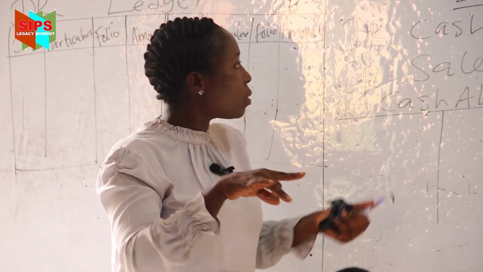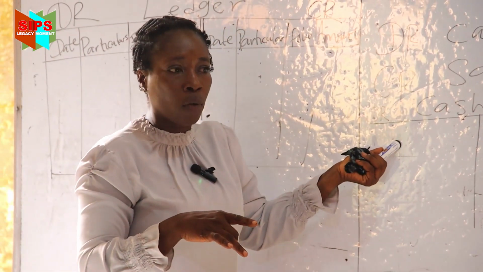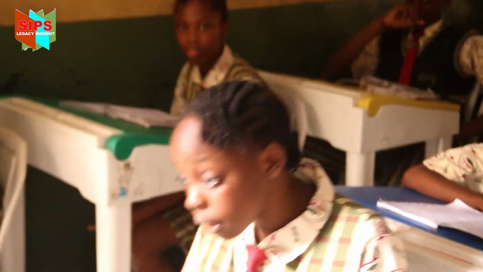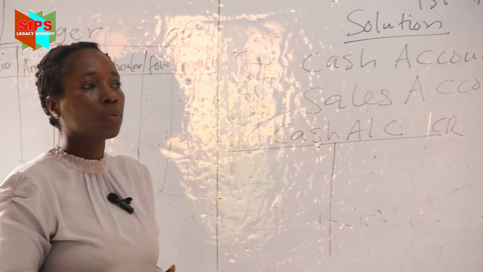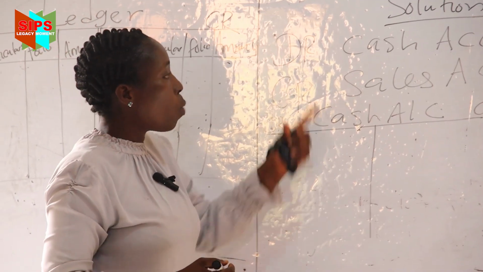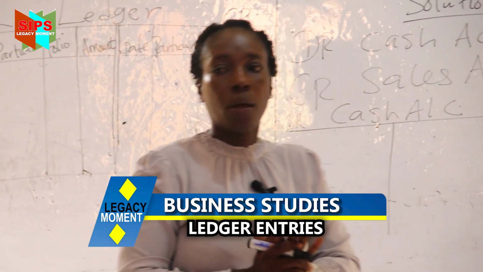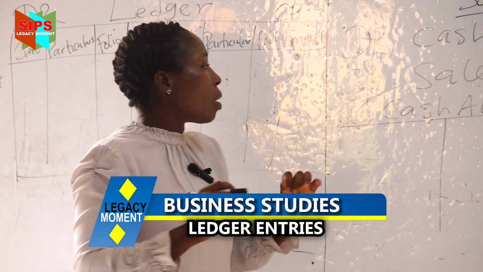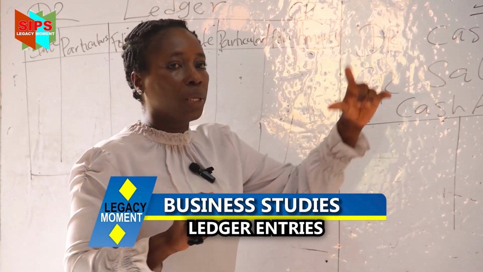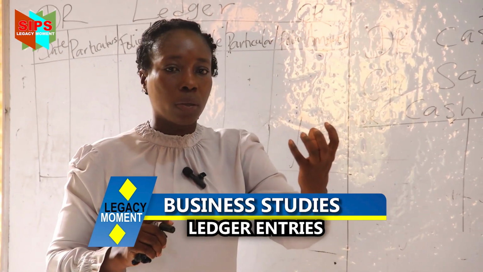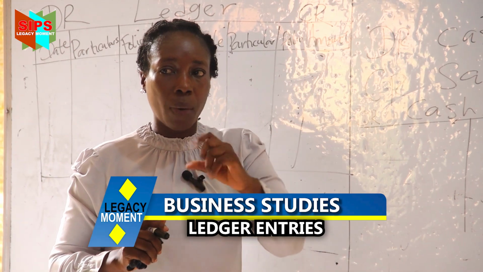Why do we have to post the cash information on the debit side of cash account? Yes? Because the person giving the organization the money is being debited on the account of the money that was received. Okay, so we are posting it on the debit side. That's very correct. Can you give her a round of applause? It's on the debit side because somebody else is debited on the account of the money that you are receiving. So that's why we have to put it there.